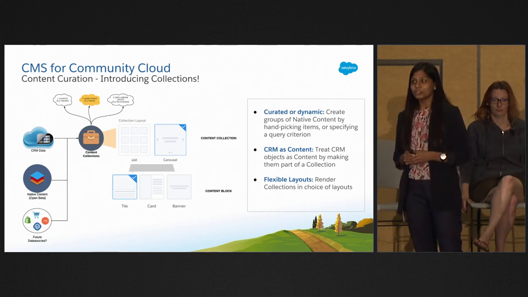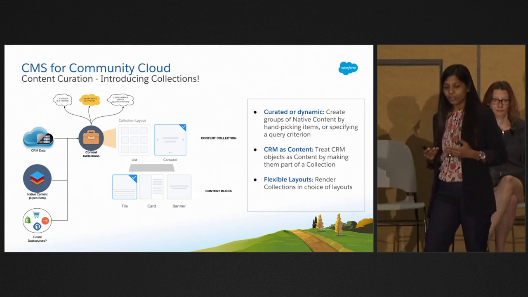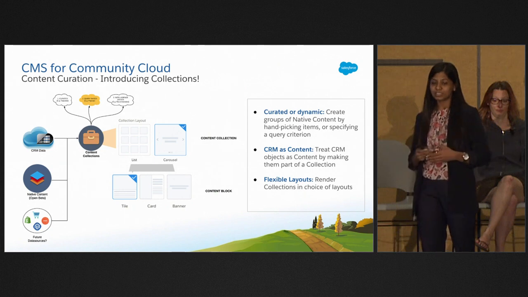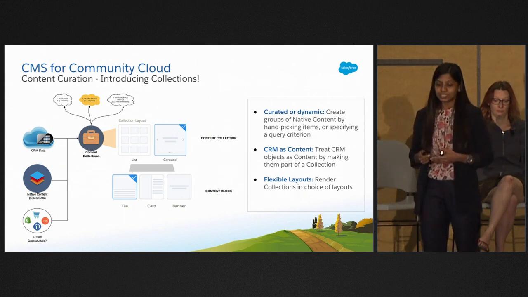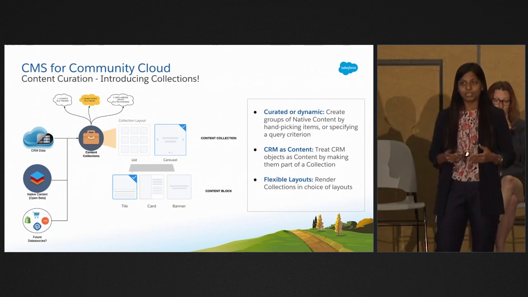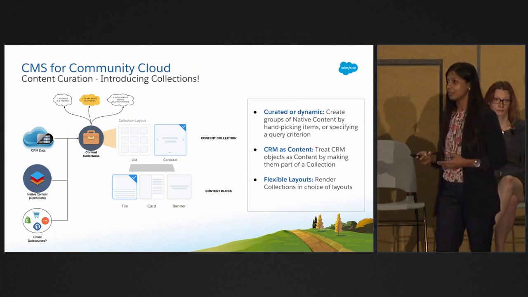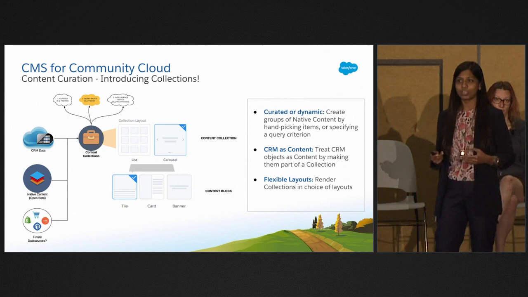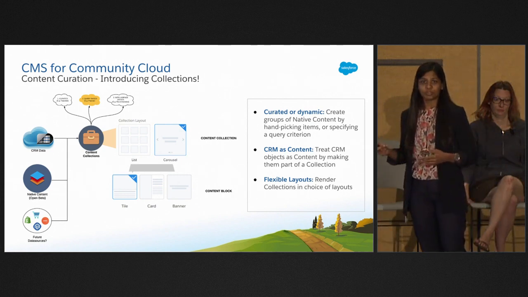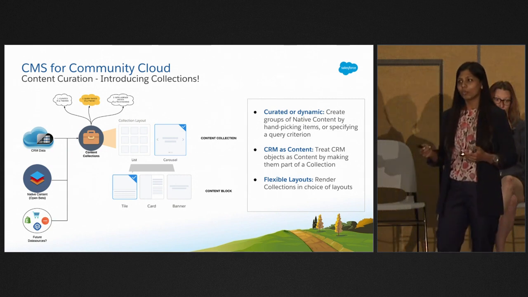Also, more often than not, you feel the need to collect your content into related lists. To do just that, we're introducing collections. So these collections could be either dynamic or they could be curated. When we say dynamic, we mean that these collections can be based on a query criteria that we're going to look at very soon, or they can be curated in the sense that you can handpick what content you want to show.